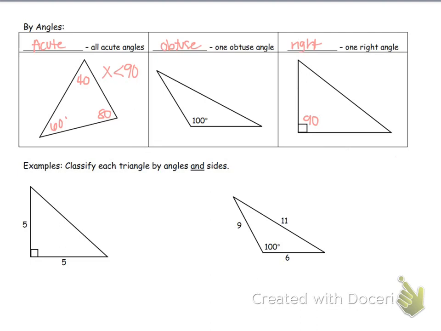So classify each triangle by its angles and its sides. I know it is a right triangle because it's got a right angle, and I know two sides are congruent, so it's an isosceles. So it's a right isosceles triangle. My next one, we've got an obtuse angle, so I can say obtuse, and none of the sides are the same, so scalene.